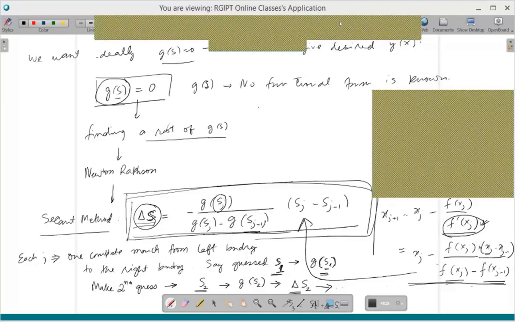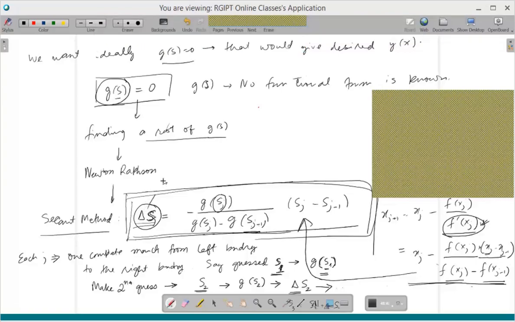Let me see. Until, yeah, of course, zero. Well, you never get ideally zero, so you have to define a tolerance limit. And when you get g of s is zero, or you are not improving much, meaning delta s tends to have a value zero, okay, then you stop.